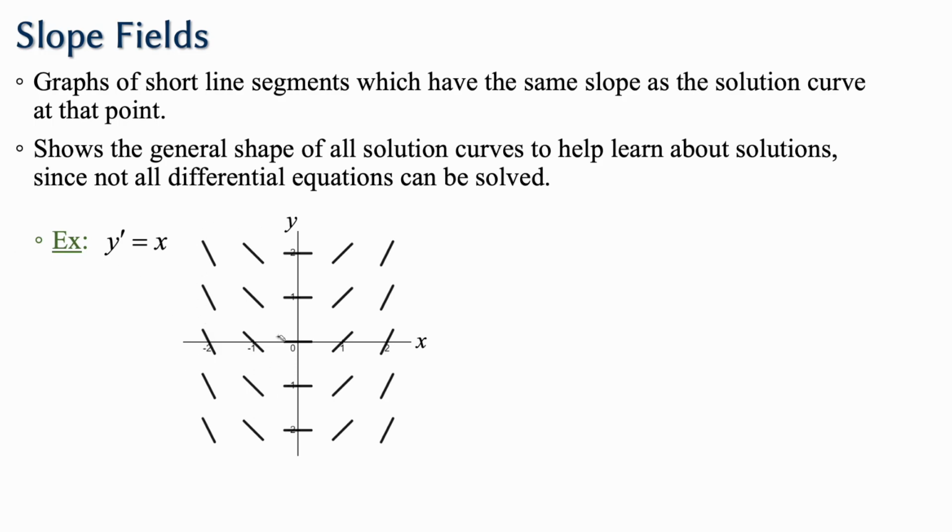And again, as you can see, all the columns are the same because when x is 1 or 2 or 0, that is the slope. And then clearly you can get a sense of what that solution curve looks like. In this case, probably a parabolic sort of quadratic, right? Because obviously we have x to the first.